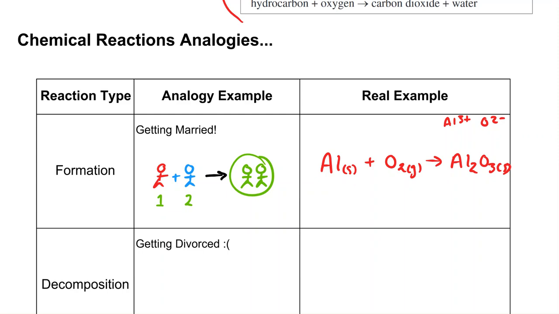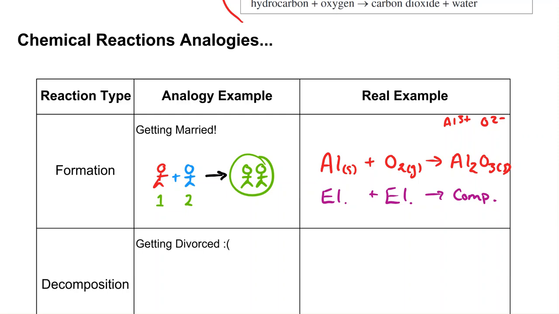So hopefully you can see how this would be a formation reaction. We've got an element plus another element, right? Aluminum all by itself is an element. Oxygen all by itself is an element, and it's going to make a compound. This is a compound because it's 2 or more elements put together as one substance. So hopefully it makes sense. A formation reaction should be fairly straightforward. 2 things combining together to make something more complicated, that's a formation reaction.